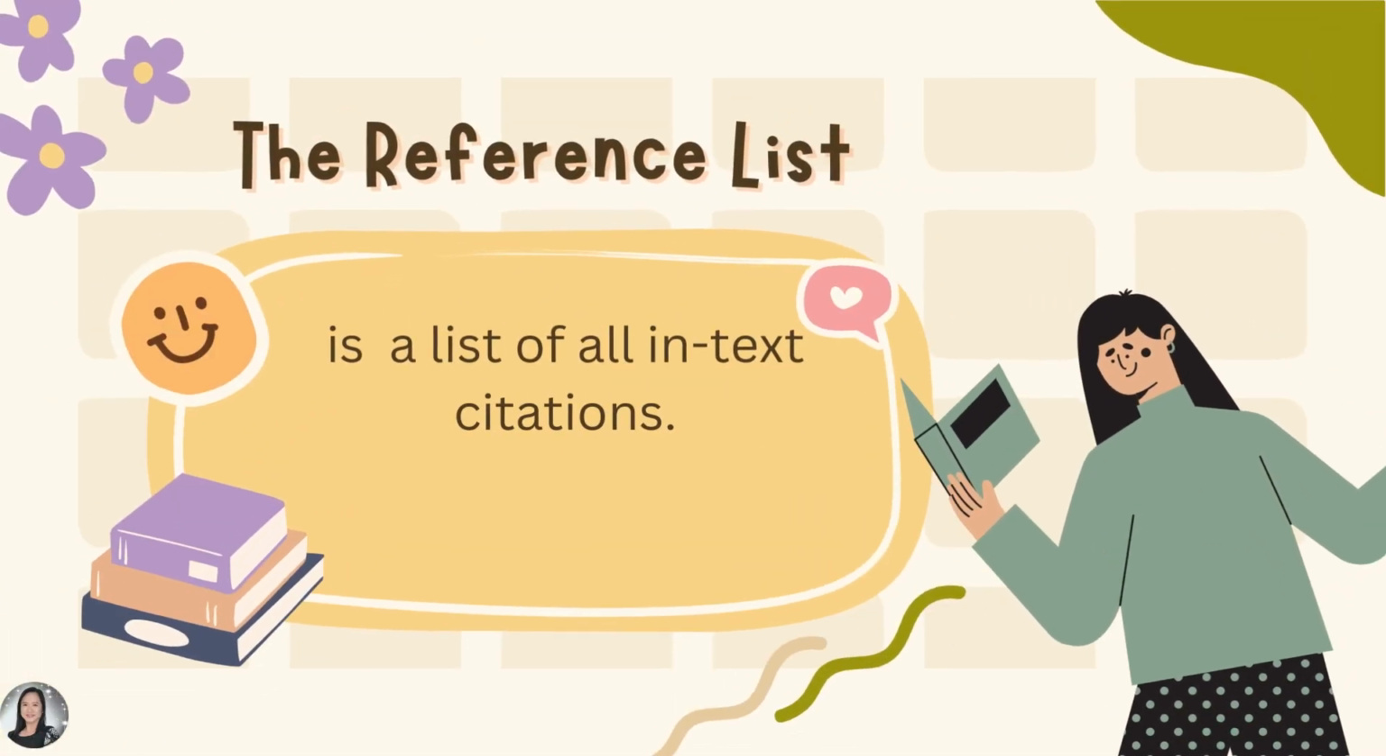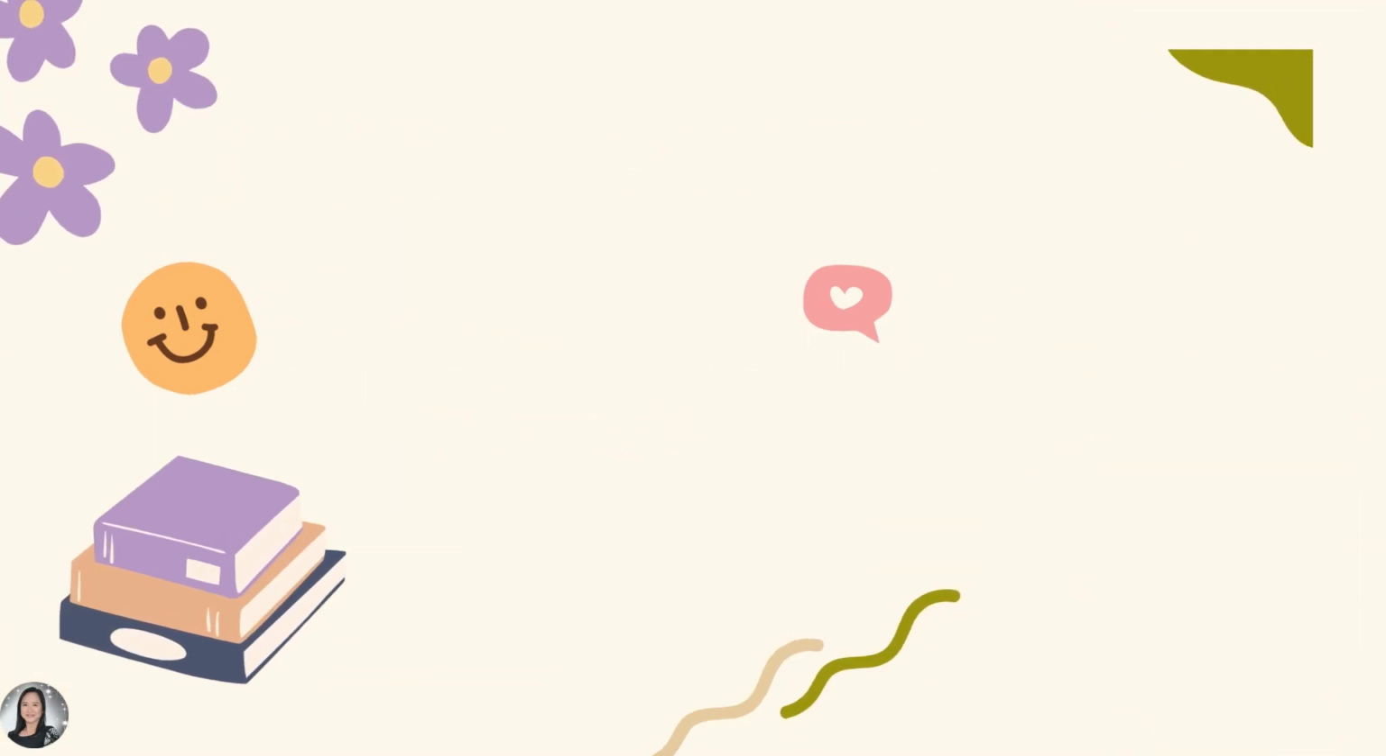First, let's talk about the reference list. When we say reference list, it is a list of all in-text citations. And take note that all your in-text citations should match with your reference list. So if you have 5 in-text citations, there must also be 5 references listed under your reference list.